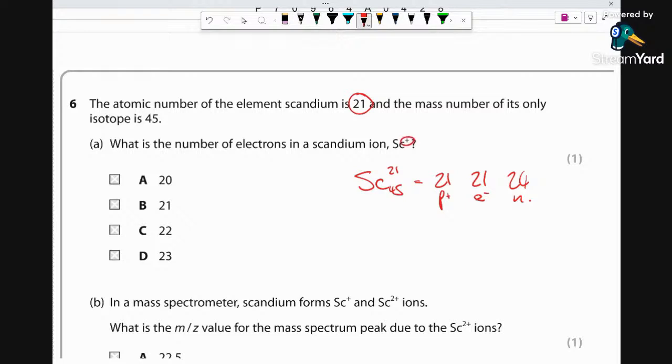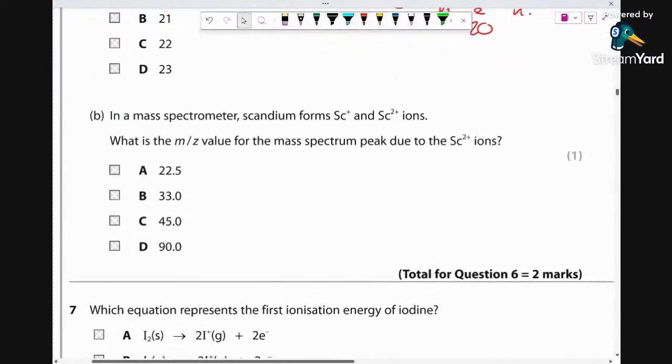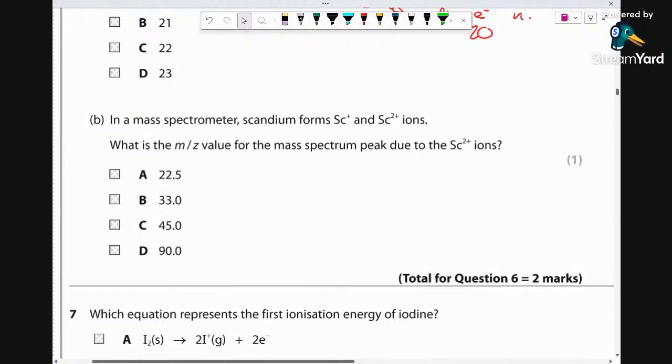It's positive. So it's lost an electron. So the answer is it's going to have 20 electrons in order to make it positive, so that there's an extra proton over electrons. 20 of them. Cool. Next. In the mass spectrum of scandium, form scandium 1+ and scandium 2+.